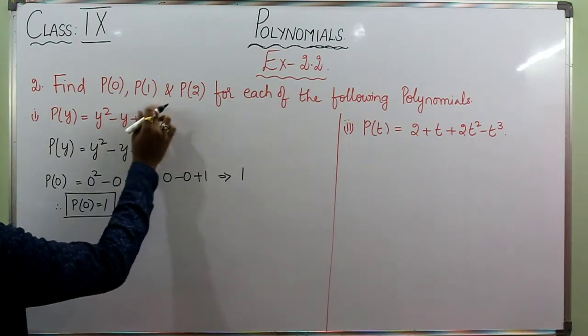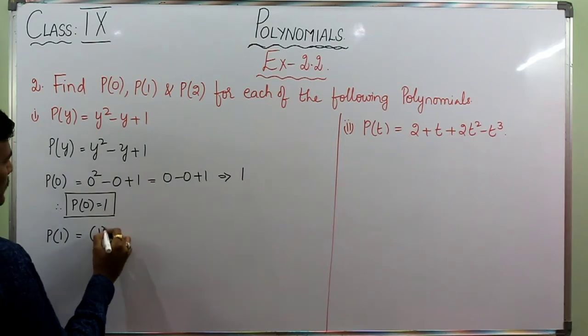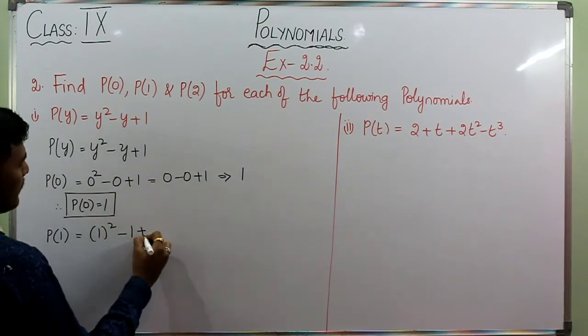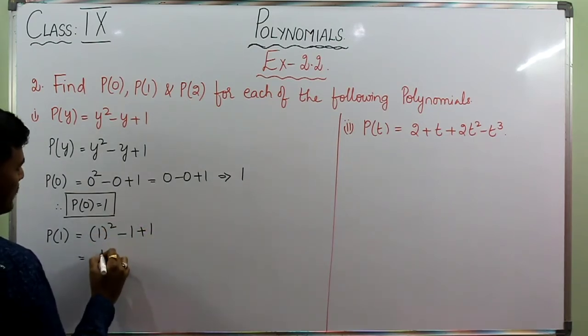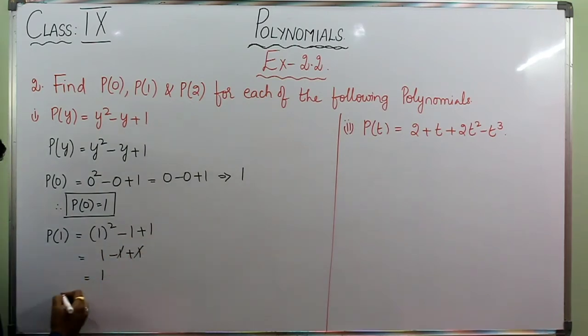Okay, now p of 1. P of 1 is equal to 1 square minus 1 plus 1. So 1 square is 1, minus 1 plus 1 gets cancelled. You are left with 1. So therefore p of 1 value is 1.